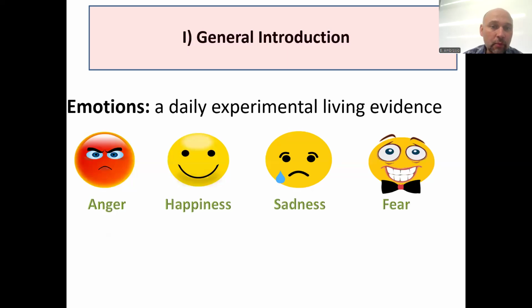Right. So, as I said, emotions are daily experimental living evidence. There are actually movies about it. Psychological researchers classified emotions quite a long time ago, but it remains the standard in society. You have main emotions like sadness, fear, anger, happiness, and those are actually taught to us from a very early age.